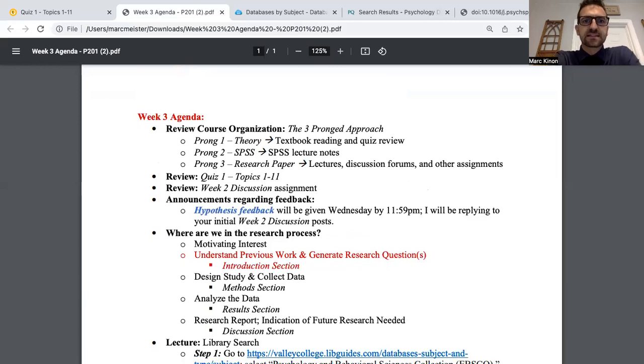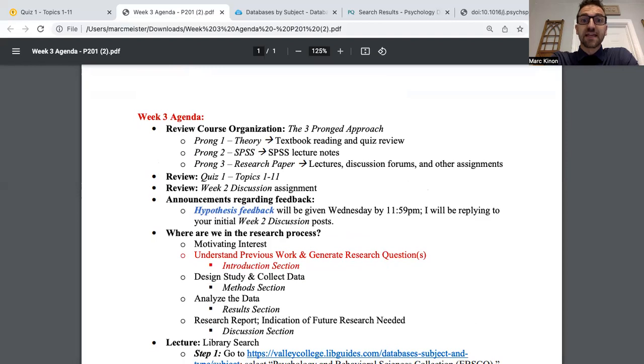So this class is taking a three-pronged approach to learning about research methods. The first prong of this approach is theory. So you're getting a bunch of research methods theory, and that's coming from you reading the textbook and taking the quizzes. The first quiz of which we're going to review today.